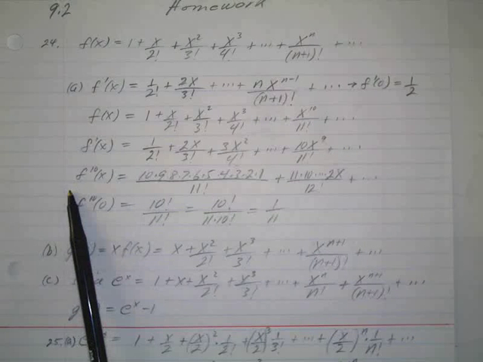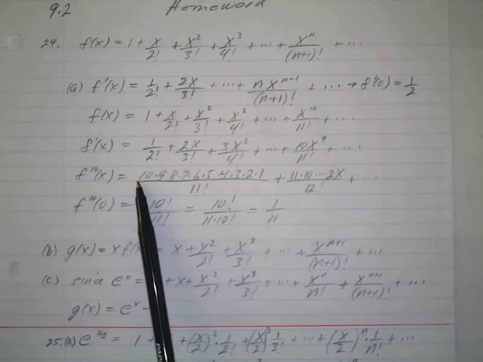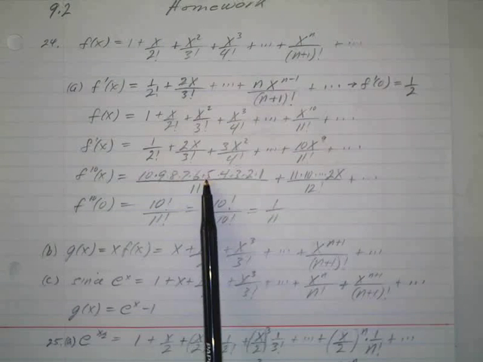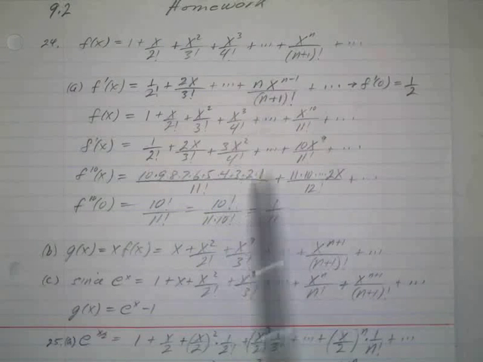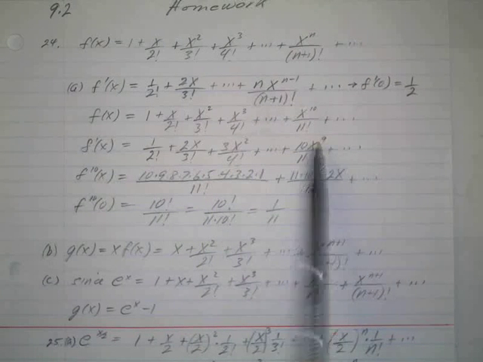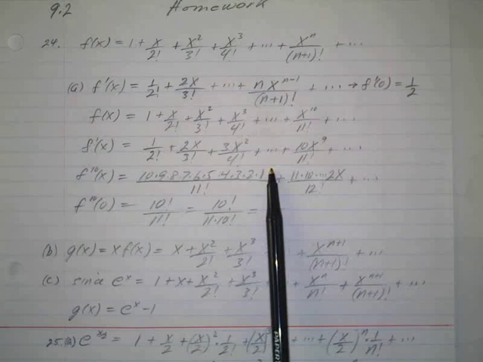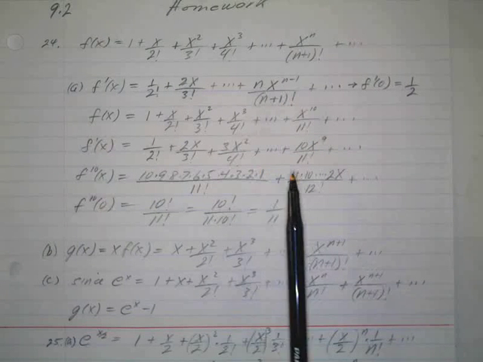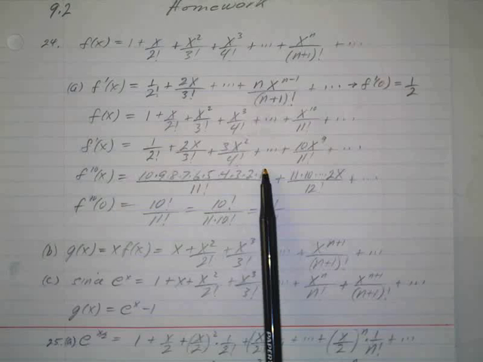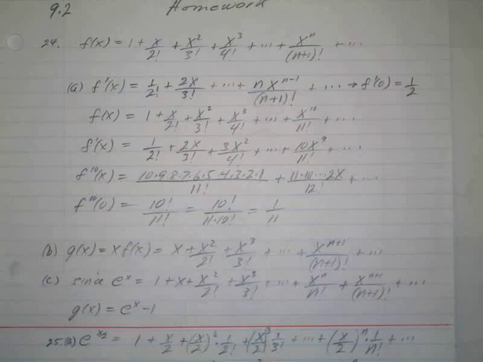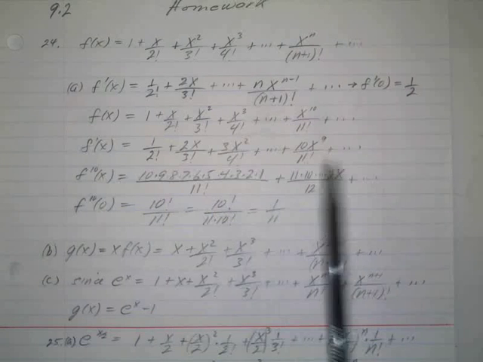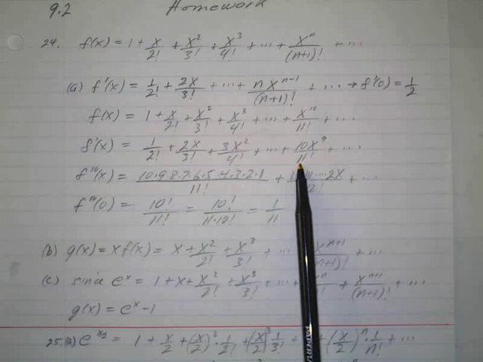So by the time you get down to the 10th derivative, you're going to have 10 times 9 times 8 times 7 times 6 times 5 times 4 times 3 times 2 times 1. And your x will be the last one. The 10th one will be all this times x, and that would be your 9th derivative. Then when you take the 10th derivative, you're going to get the 1 there, all over 11 factorial, because 11 factorial is going to stay. That's not going to change.